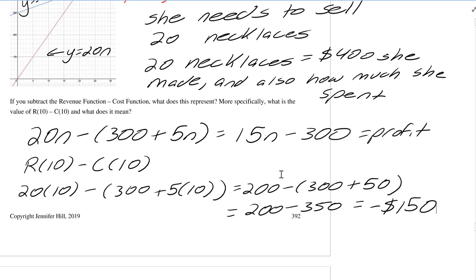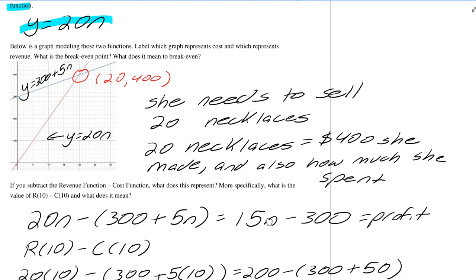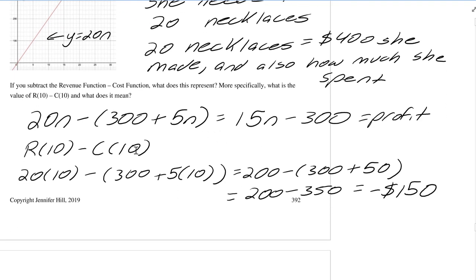So I plug this into what I thought was the profit function. What is this telling me? Well, at 10 necklaces, we already kind of knew this, right? We know she needs 20 necklaces to break even. So if she sells only 10 necklaces, then she will lose $150 on the weekend. So that would be the interpretation.